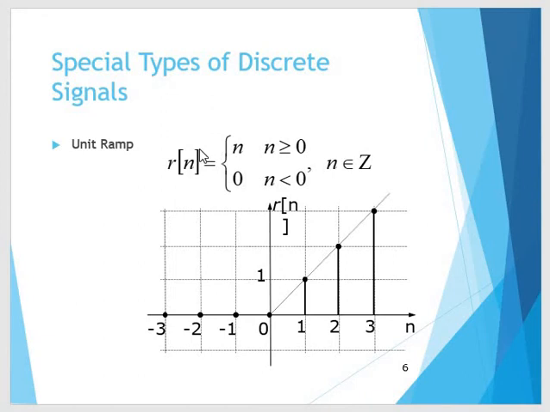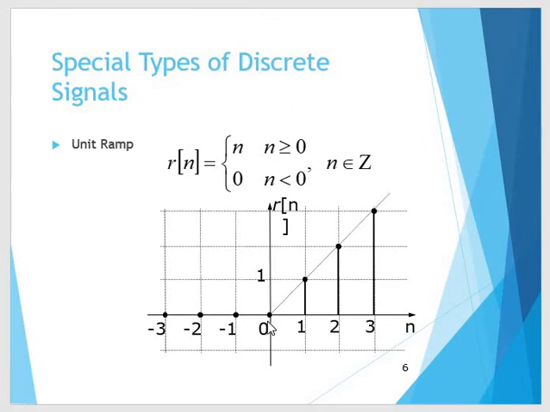Unit impulse should be given as delta n. Unit step should be given as u[n]. Unit ramp should be given as r[n]. This is compulsory. So r[n] equals n for n greater than 0. That is, whatever be the value of n, that is the value of r[n].